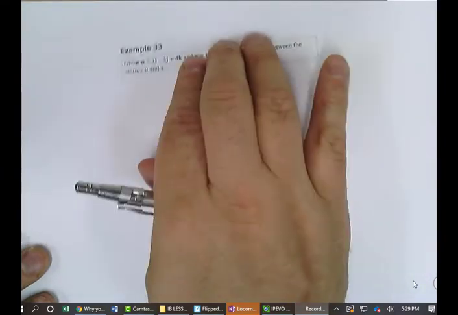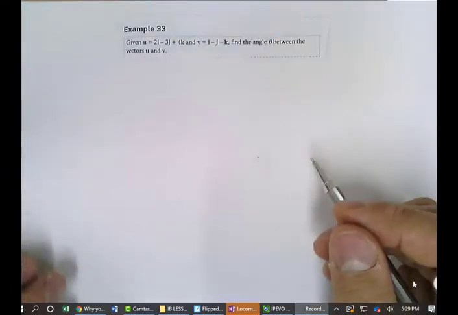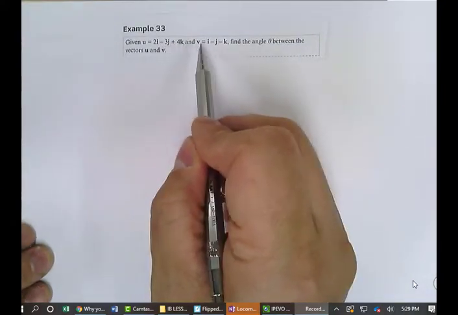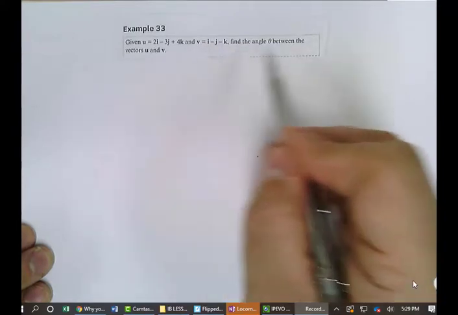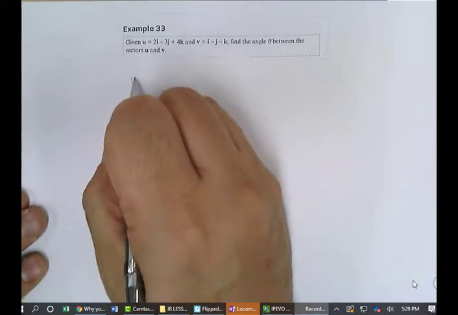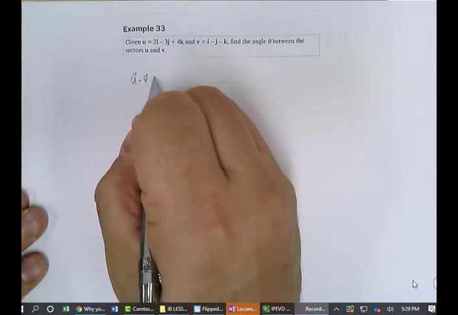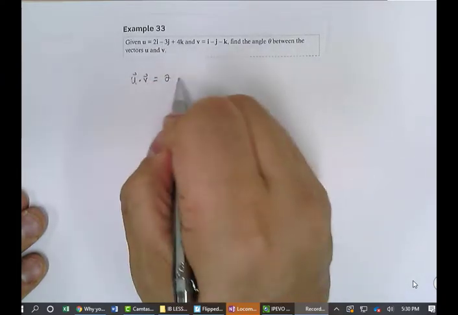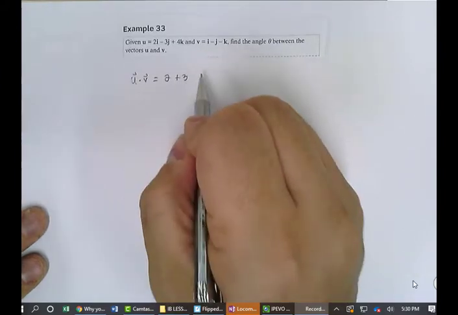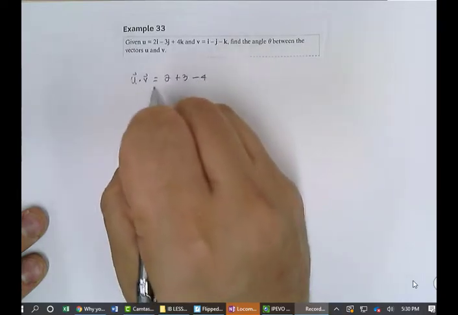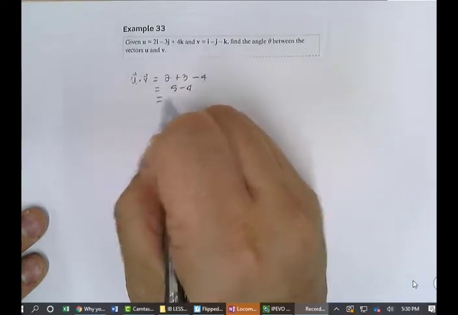So the first example we're going to look at is example 33, and it says given u is the vector 2i minus 3j plus 4k, and v is i minus j minus k, find the angle between the vectors u and v. So first, to be able to use the formula, I'm going to find the dot product, the algebraic one. So 2 times 1 is 2, negative 3 times negative 1 is positive 3, and 4 times negative 1 is negative 4. This is going to be 5 minus 4, which is equal to 1.